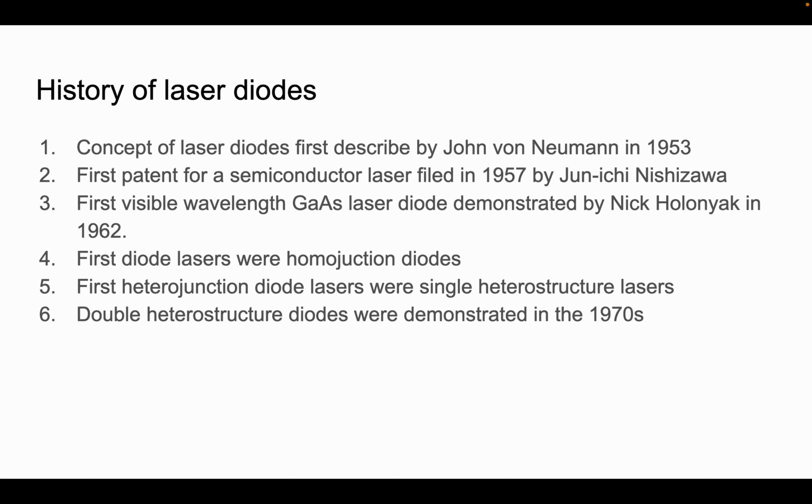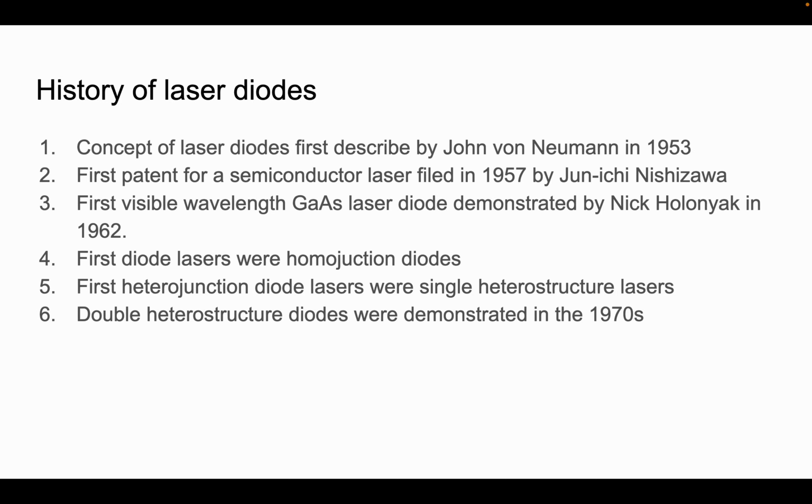So starting with the history of laser diodes, the concept was first described by John von Neumann in 1953, and the first semiconductor laser was actually designed in Japan in 1957 by Junichi Nishizawa. The first gallium arsenide laser diode was demonstrated as fully functional by Nick Holonyak in 1962.